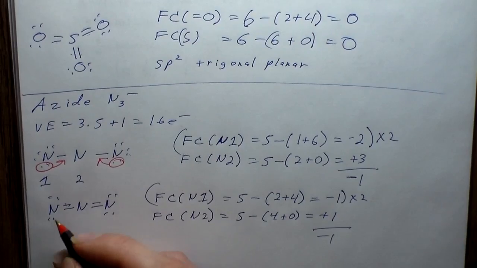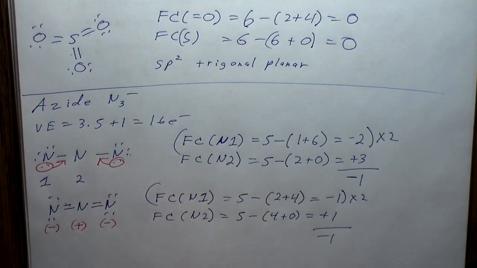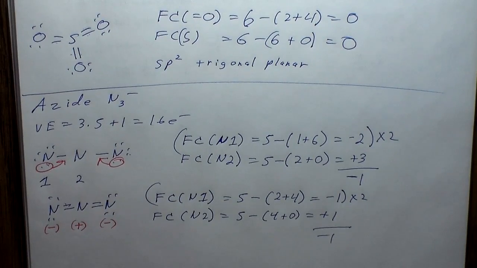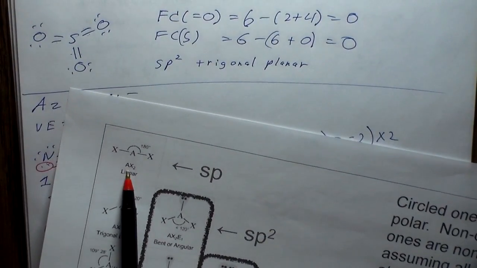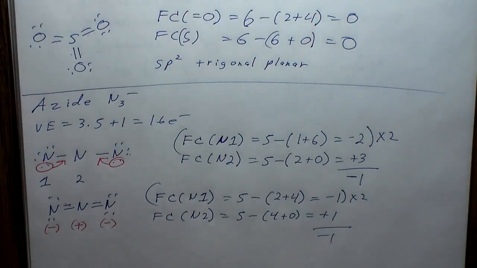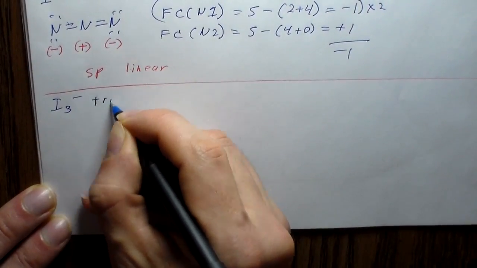So I'll basically have here a slight negative charge here, a slight positive charge here, and a slight negative charge over there. And that's just the way it works. All right, as for my shape, so right here, this is going to be attached to 2 things, no lone pairs. So this is going to wind up, just like the carbon dioxide, to be linear, and that's going to be an sp configuration. Here we have the I3-, which is triiodide.